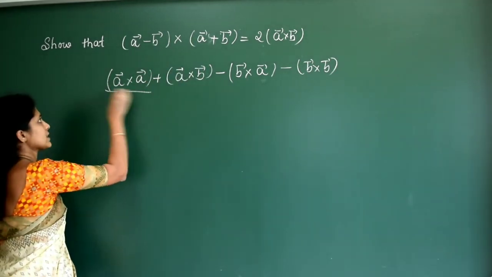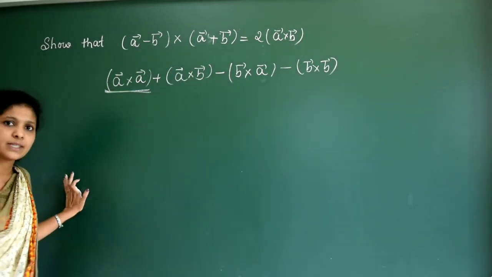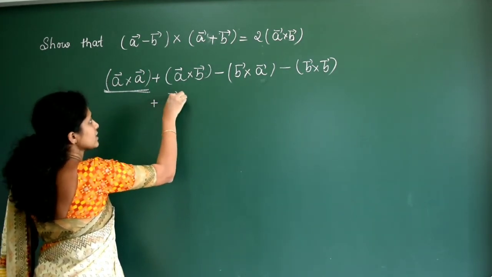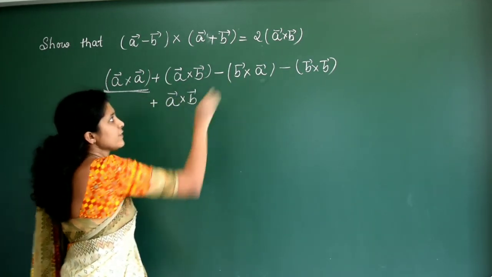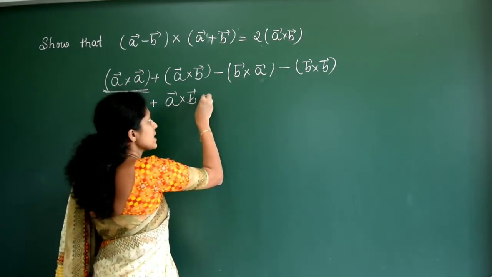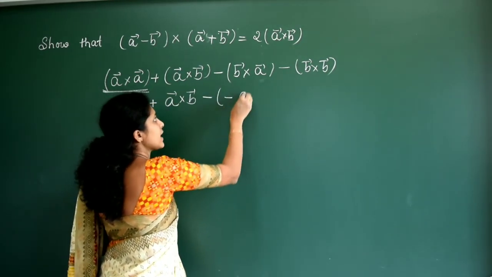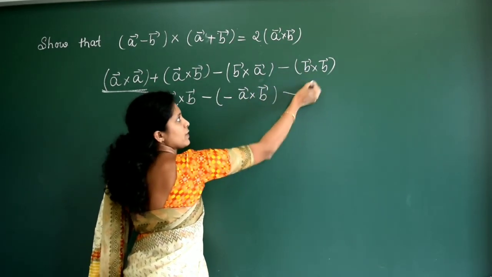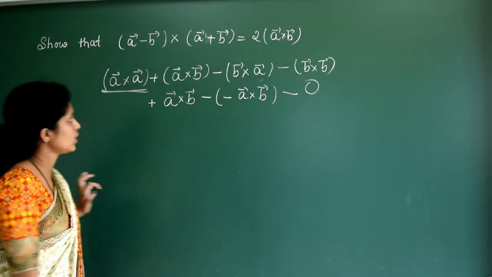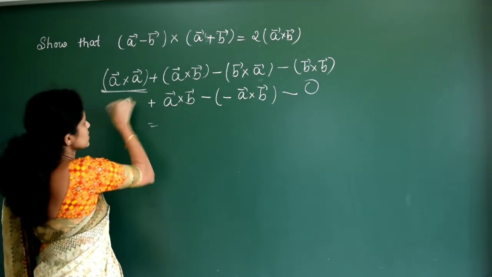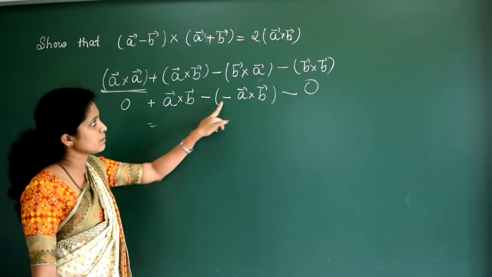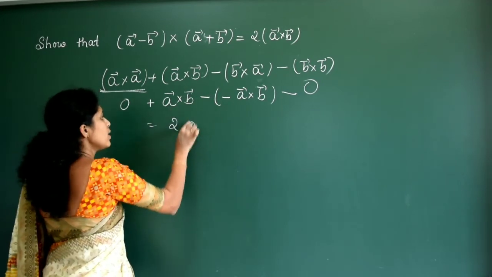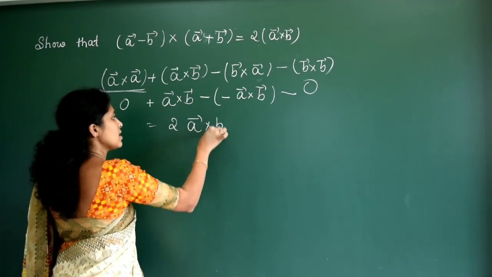What is meant by a vector cross a vector? The angle between them is 0, so this is equal to 0. Plus here a vector cross b vector. Here b vector cross a vector can be written as minus of a vector cross b vector. And b vector cross b vector will be 0, so this is also 0. Minus into minus will be plus, a vector cross b vector, which will be equal to 2 a vector cross b vector.